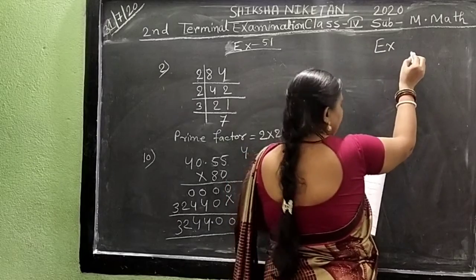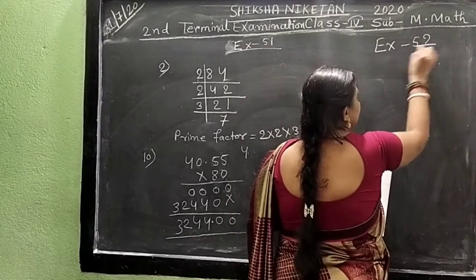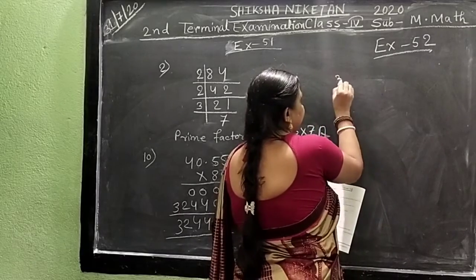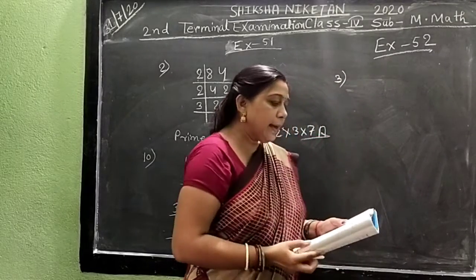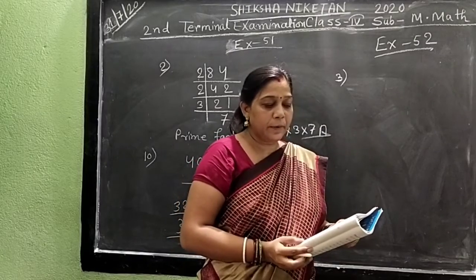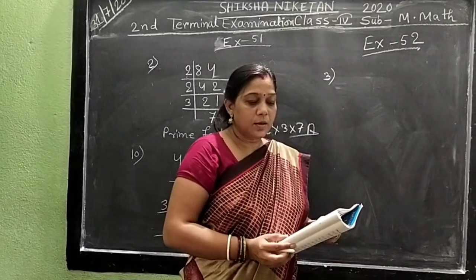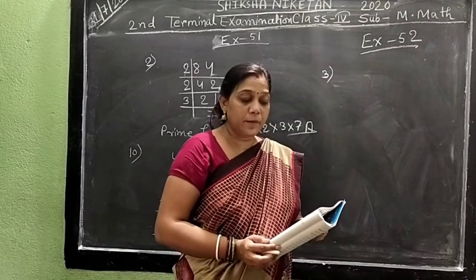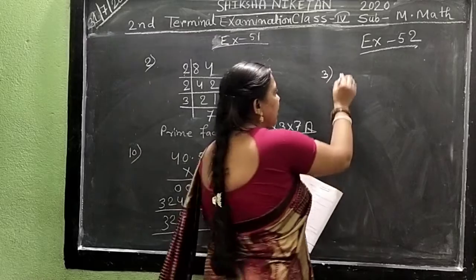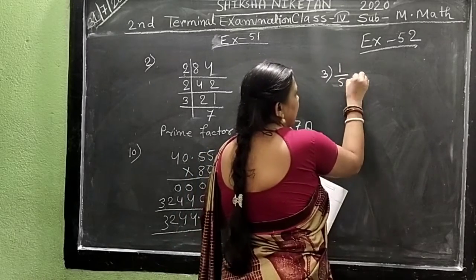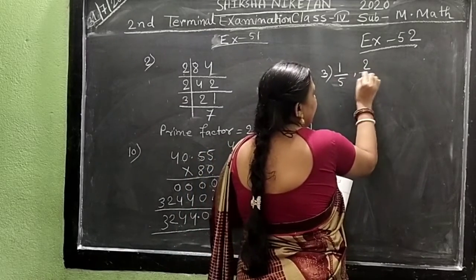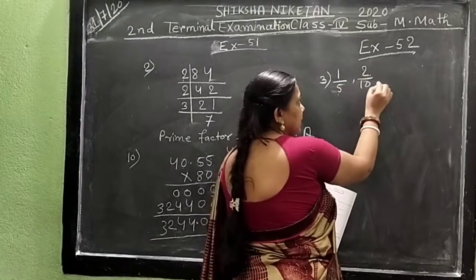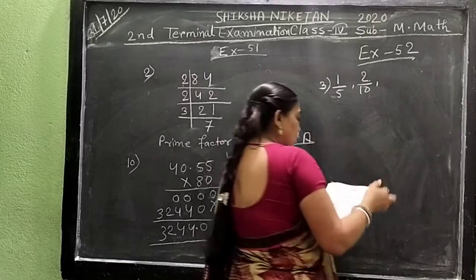Exercise 52. Math number 3. The equivalent fraction of 1 by 5 with numerator 9 is. Equivalent means table. We read table. One step 1 by 5. Next is 2 by 10. We read the table of 1 to the 2, 5 to the 10. We read 9 times of the table.